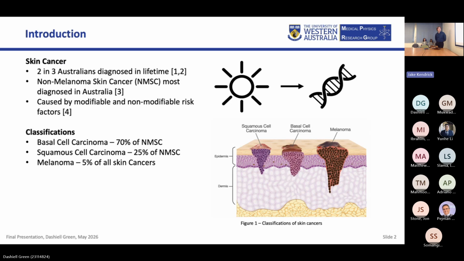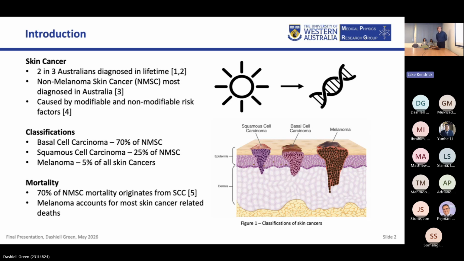So these are classified into melanoma and non-melanoma skin cancers. Melanoma accounts for about 5% of these, whereas the non-melanoma skin cancers are usually broken up into basal cell carcinomas and squamous cell carcinomas, which account for about 95%, and then other rare types of non-melanoma skin cancers are the rest of the 5%. So 70% of non-melanoma skin cancer mortality originates from squamous cell carcinomas. This is due to their more aggressive nature in more progressed lesions, but this can be stopped if treated early. And then melanoma actually accounts for the most skin cancer-related deaths.